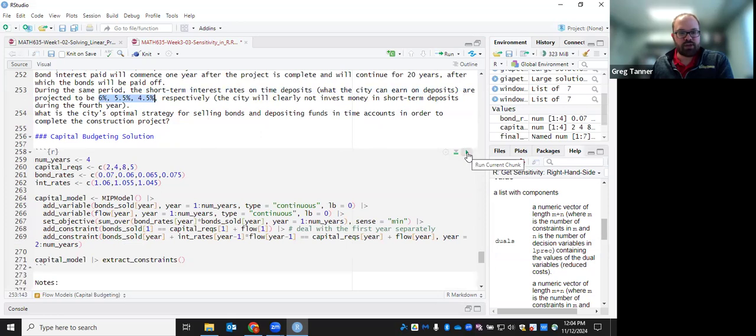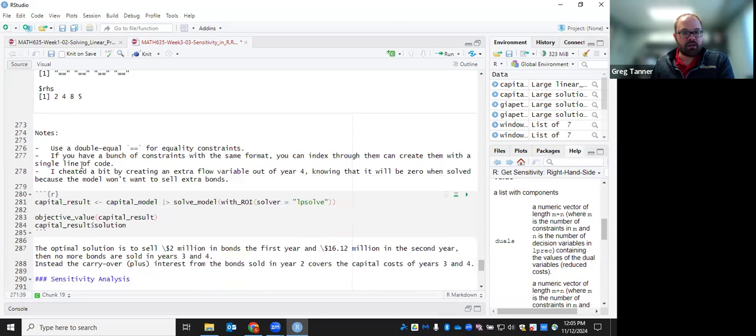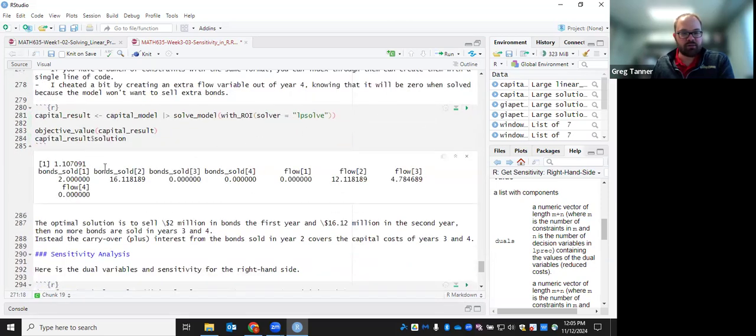If we go ahead and run this, here's that extract constraints command that I mentioned. It can get you that constraint matrix if you wanted to actually find the B matrix, which would correspond to the basic columns. And then if you wanted to find the B inverse matrix, you'd have to invert that. Okay, let's go ahead and solve it and look at the result.